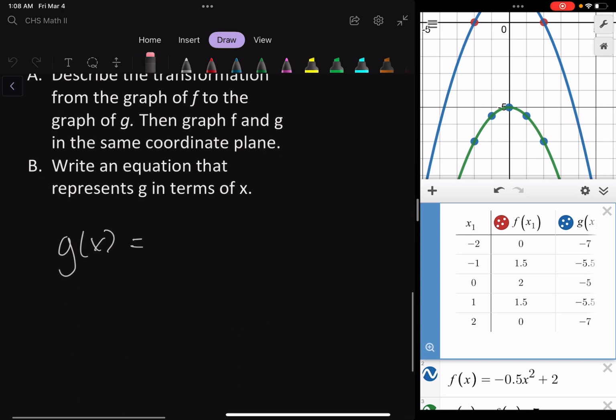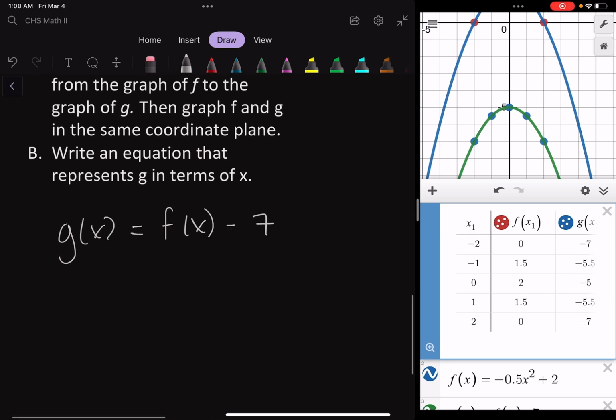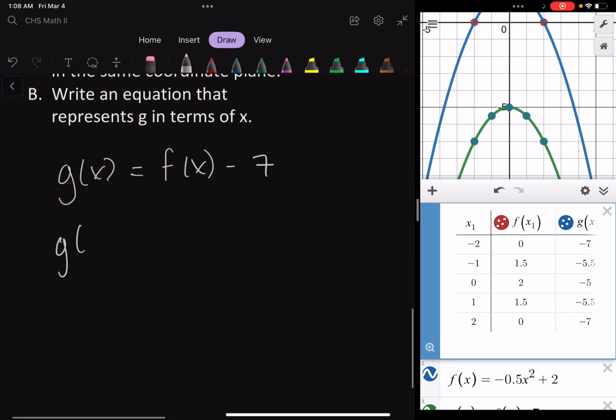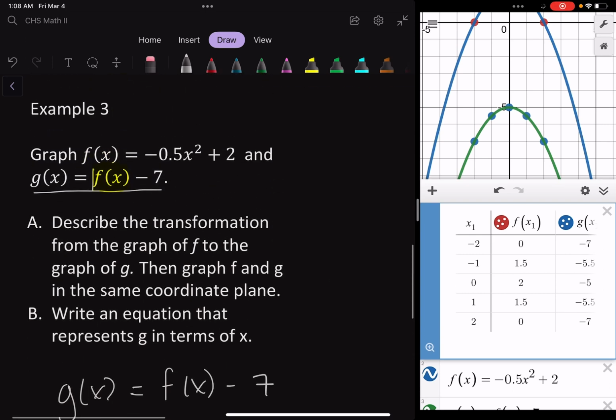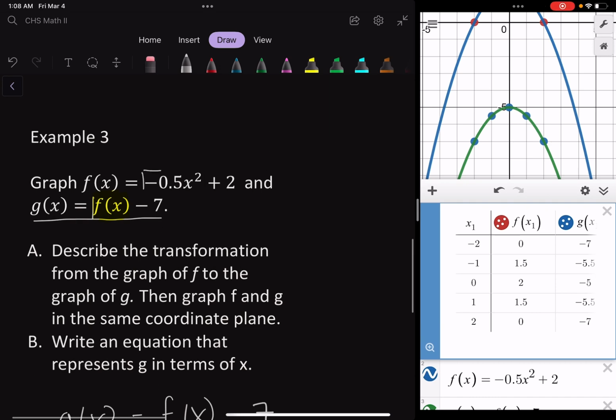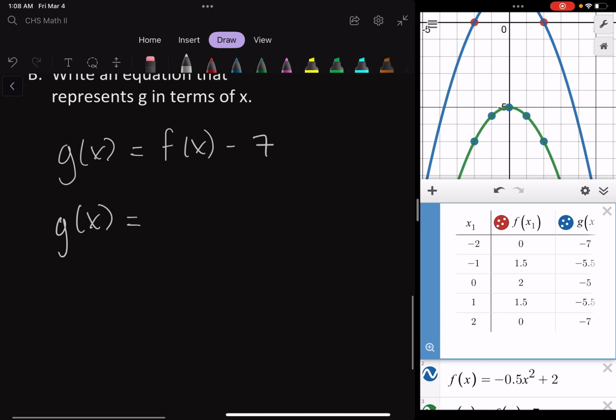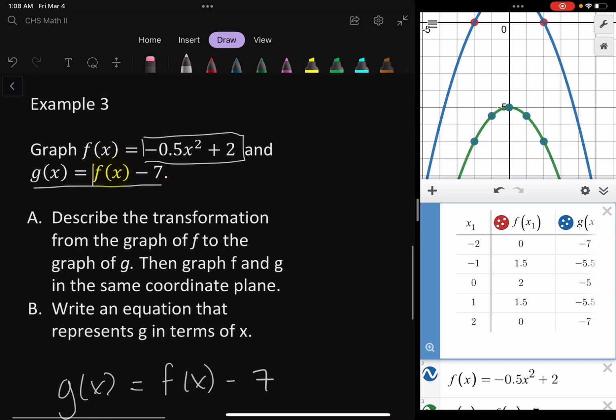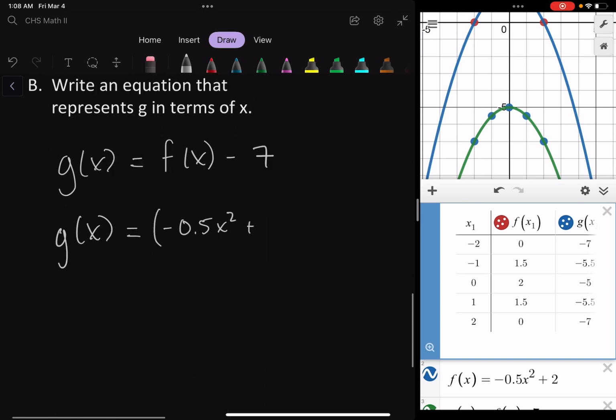Actually, no, let's actually write the equation first. So we're taking f of x and then minus 7. And then I'm going to replace f of x. So I'm going to treat this like there's y. And wherever that f of x is, I'm going to replace that with it. So we're going to write negative 0.5 x squared plus 2, minus 7. Okay, so now we just want to solve and simplify.